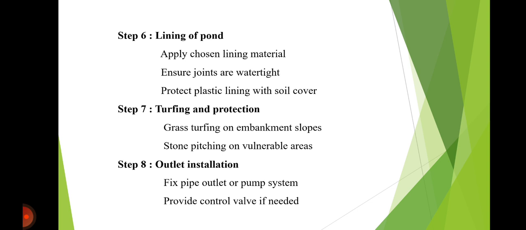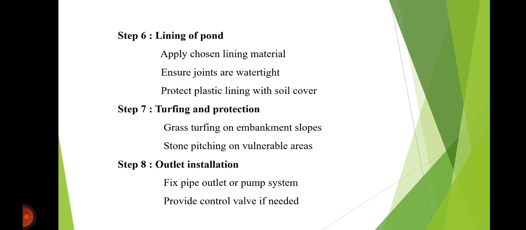The construction of a farm pond requires proper planning, careful excavation, adequate compaction of the embankment, and provision of suitable inlet, outlet, spillway, and protective structures to ensure efficient and long-term storage of water for agricultural use.